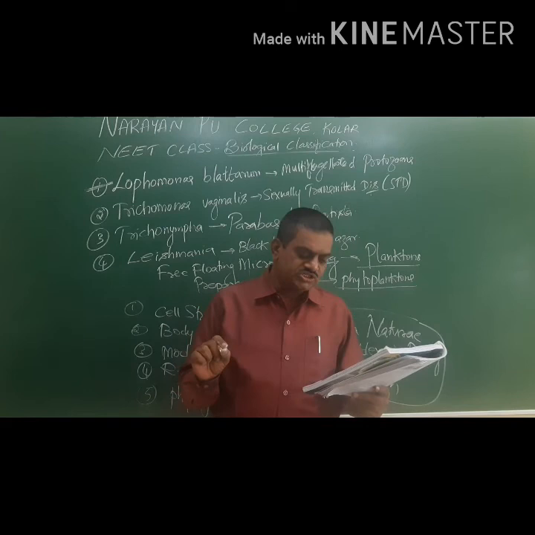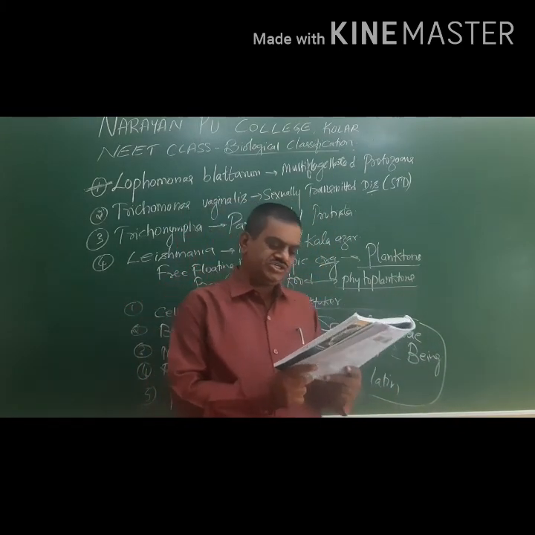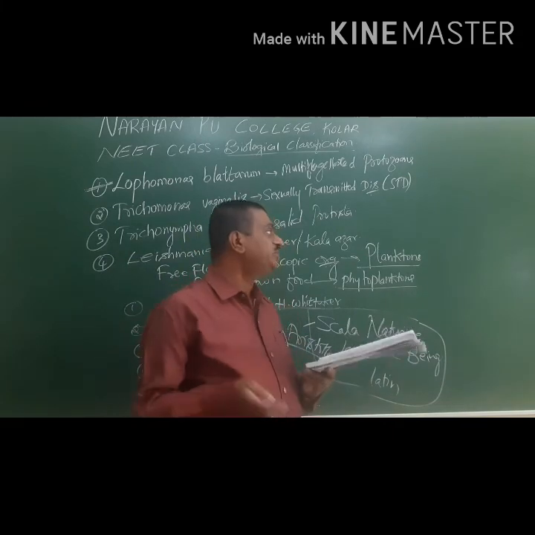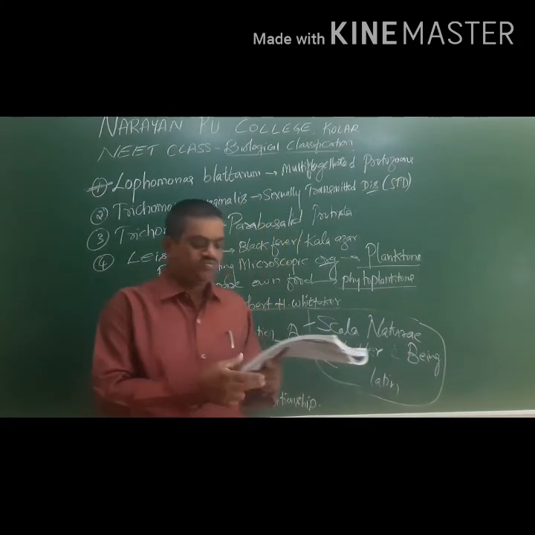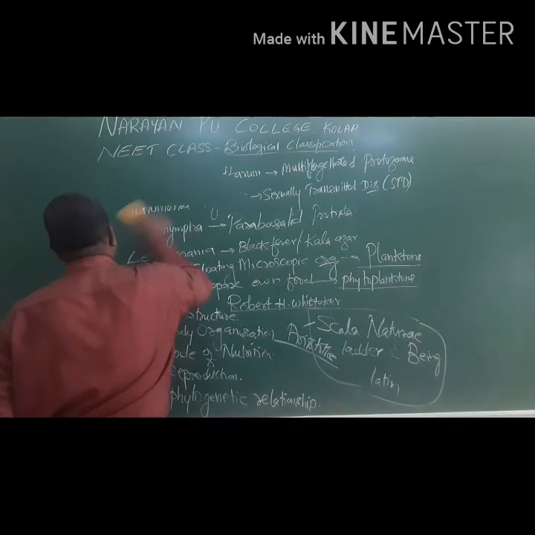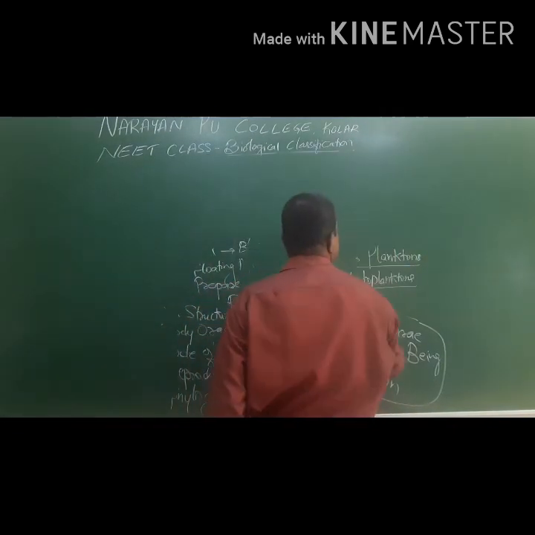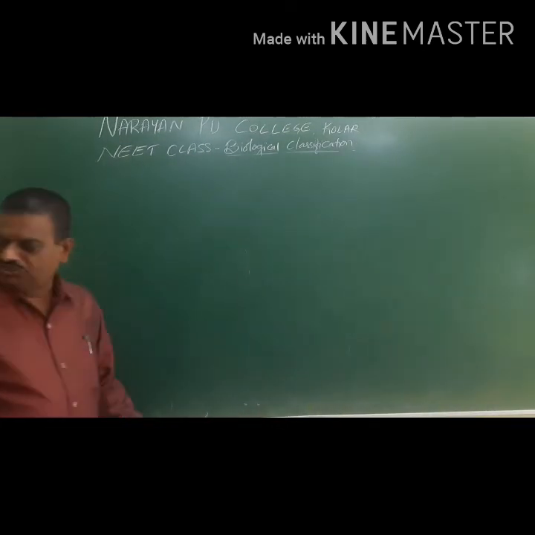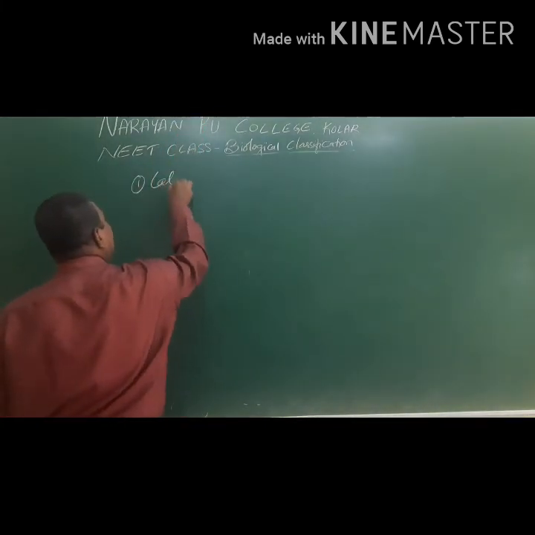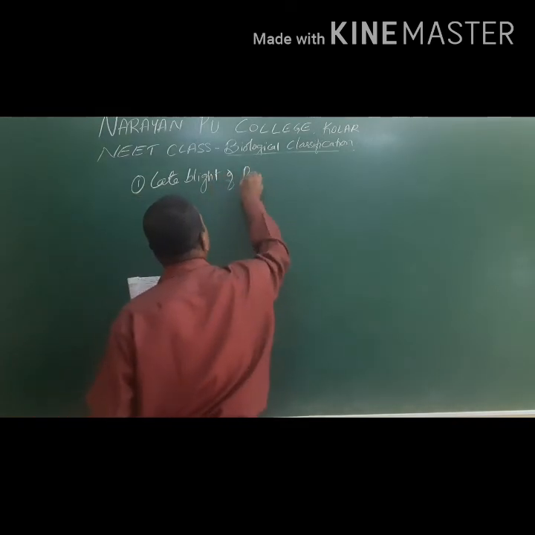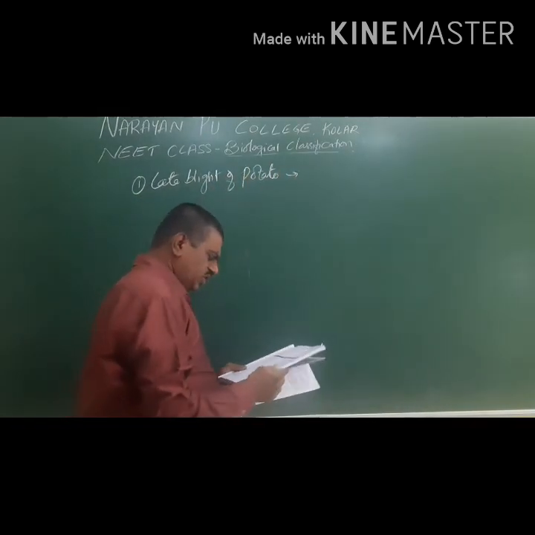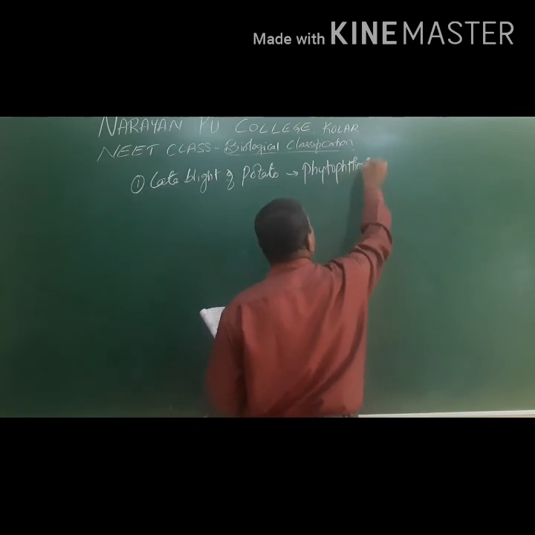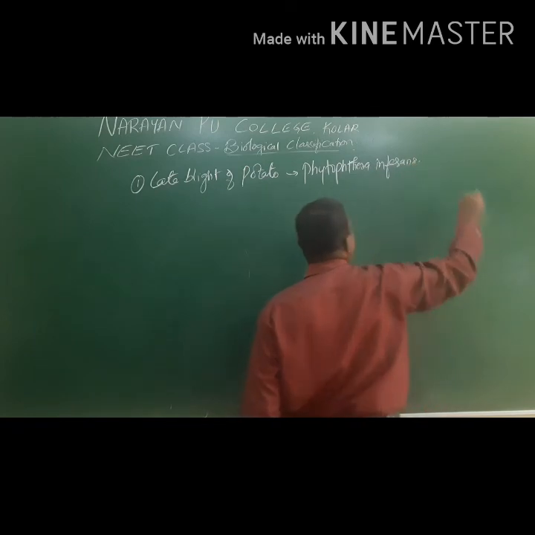Which disease is caused by bacteria in plants? Late blight of potato is caused by Phytophthora infestans. So the first one is a fungal disease. Late blight of potato is caused by a fungus called Phytophthora infestans. This is the fungal disease.